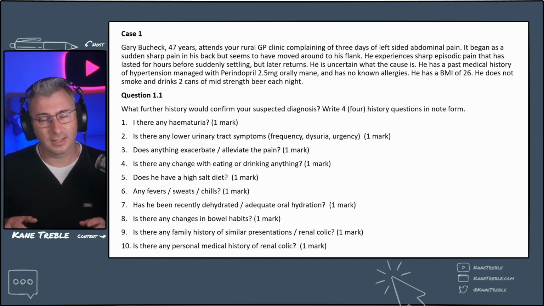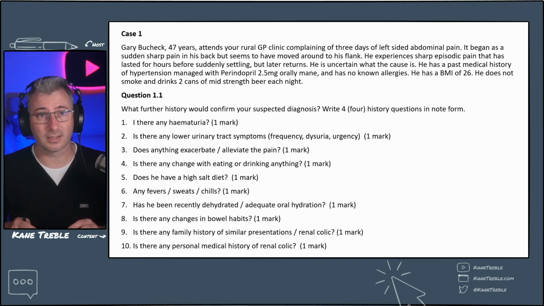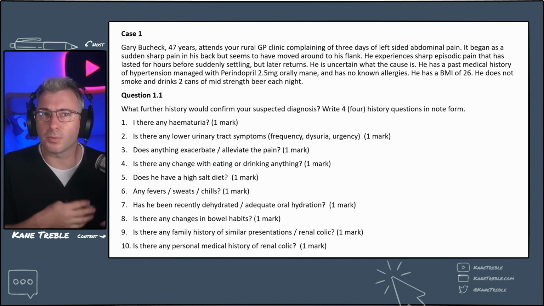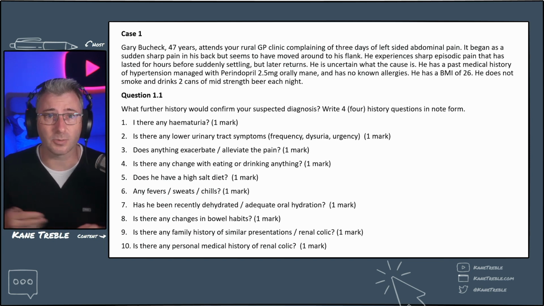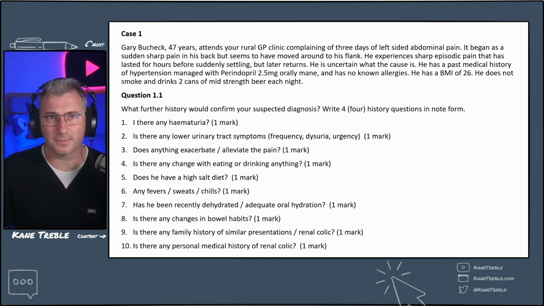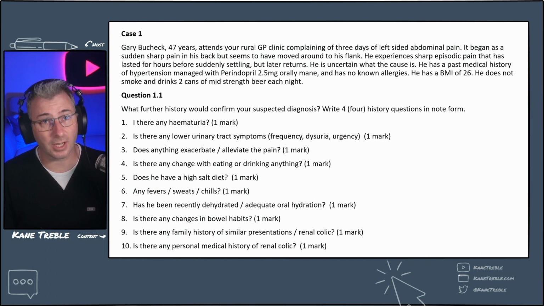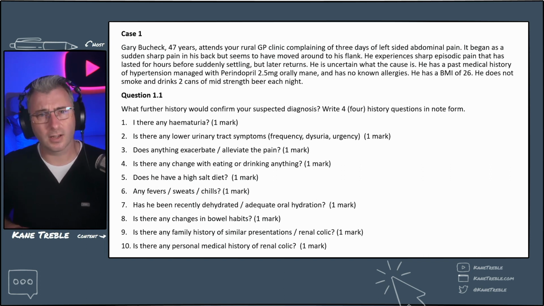And so again, these are also good questions that, if those things aren't there, would help clarify, well, what are the differential diagnoses and does it lead to any of those? But they are quite specific to renal colic being the answer. And again, confirming the suspected diagnosis. Tied into that as well, you could have things like, are there any changes with eating and drinking, which helps exclude potentially other GI causes? Is there a diet high in salt, which is associated with renal colic?